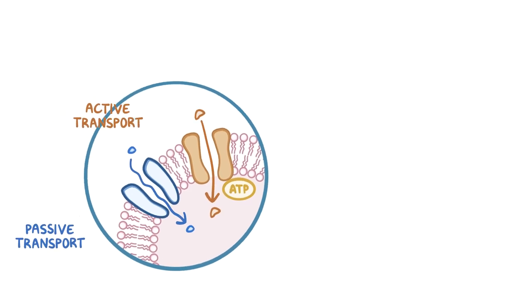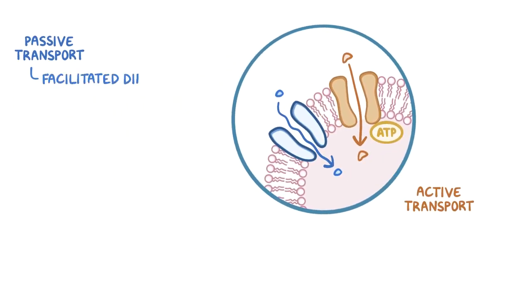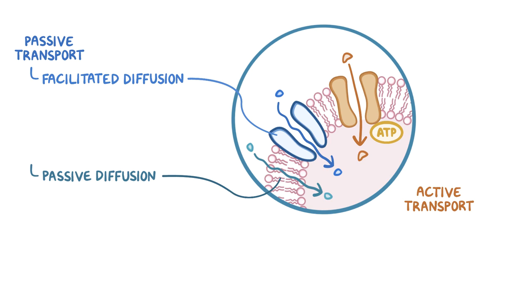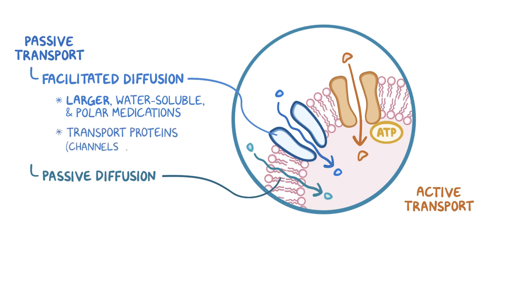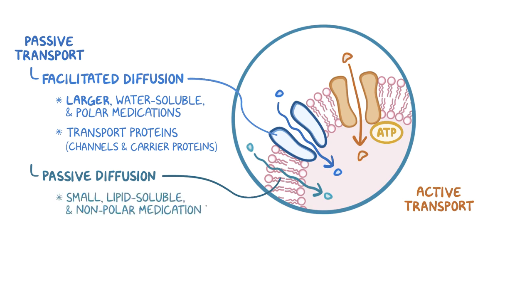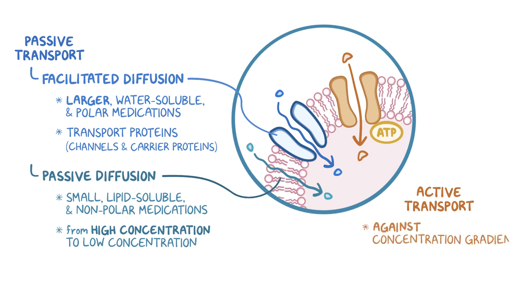There are two types of passive transport: facilitated diffusion and passive diffusion. Facilitated diffusion helps larger, water-soluble, and polar medications move across the membrane through transport proteins like channels and carrier proteins. Passive diffusion helps small, lipid-soluble, and nonpolar medications move across the membrane from an area of high concentration to low concentration.